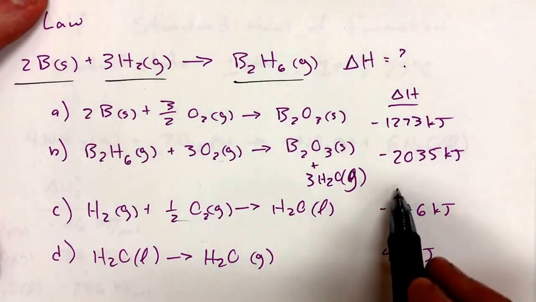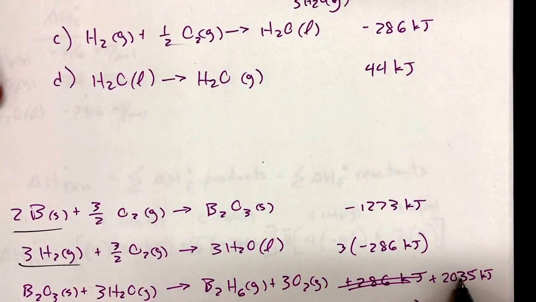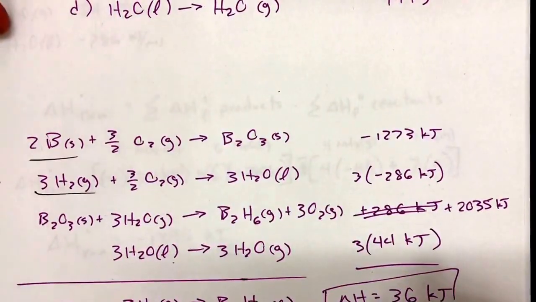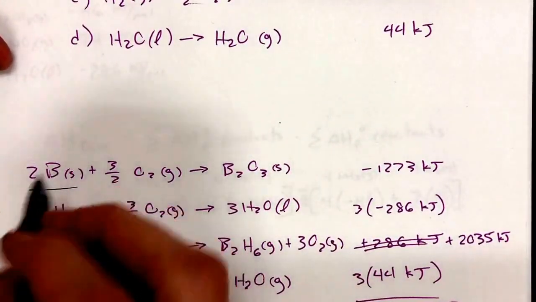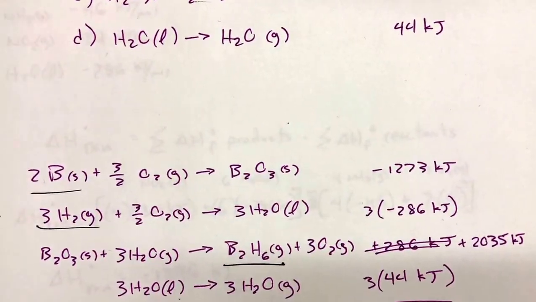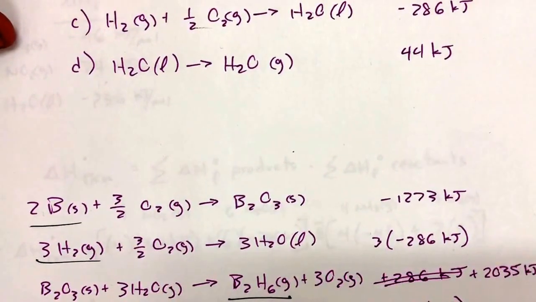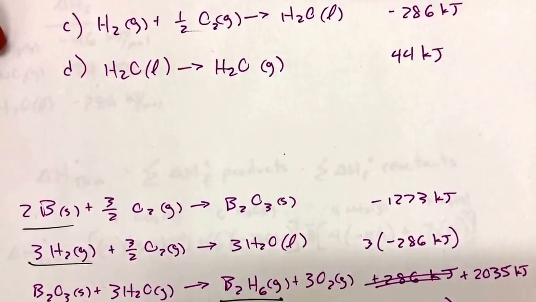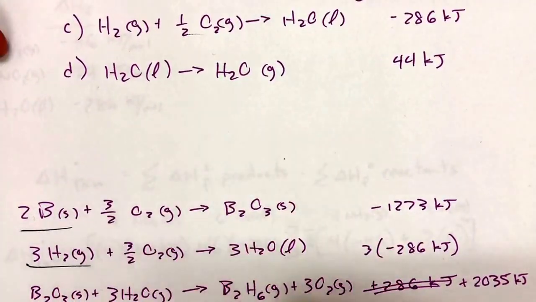So negative 2035 becomes positive 2035. Okay, so then, once we've built the reaction, we have this in the reactants, this in the reactants, and this in the products, then let's see if everything else cancels out, because a lot of the time they will. So we have these three. And so let's see what cancels out of these.